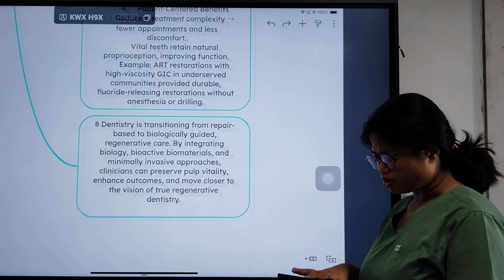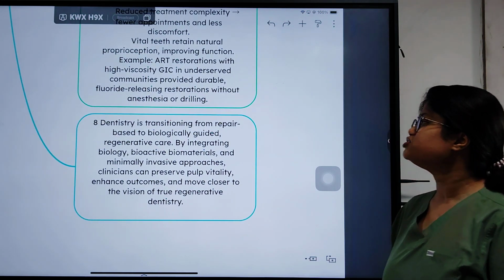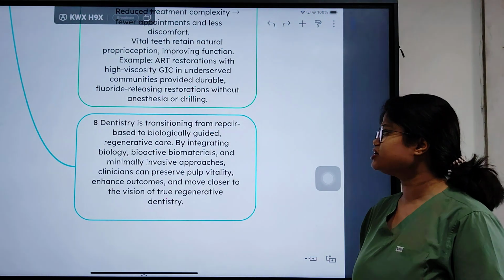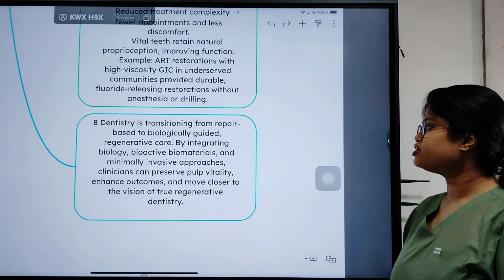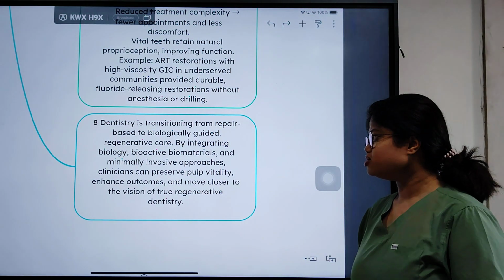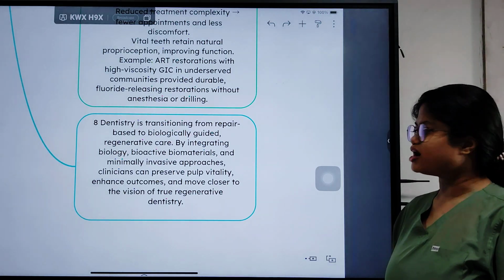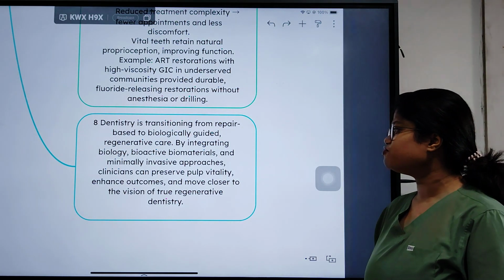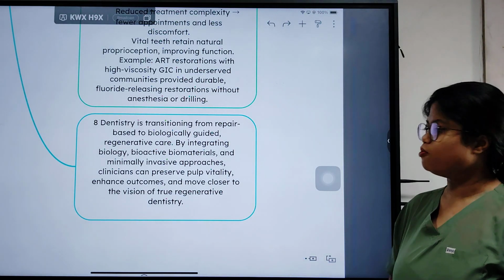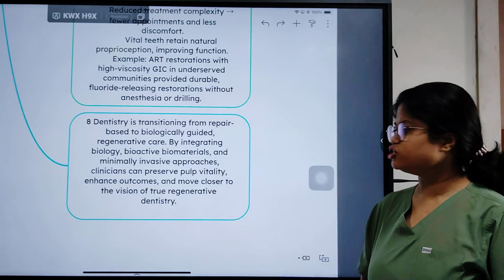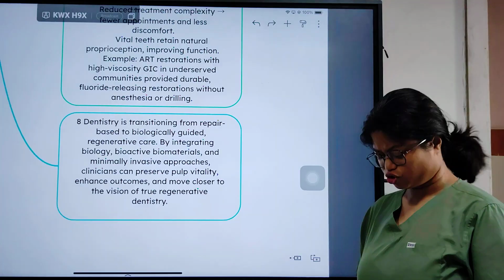So coming to the conclusion, dentistry is transitioning from repair-based to biologically guided regenerative care. By integrating integrative biology, bioactive biomaterials that are being developed and minimally invasive approaches with ART, clinicians can preserve pulp vitality, enhance patient outcomes and move closer to the vision of true regeneration.